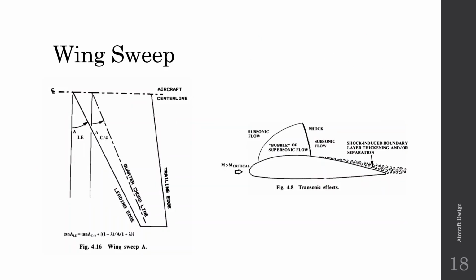Okay, now I will discuss wing sweep. See, wing sweep is a method of sweeping back. In a way, we push the wings back. This is a normal rectangular wing. If we push the wings back, then this kind of design is called a swept wing.